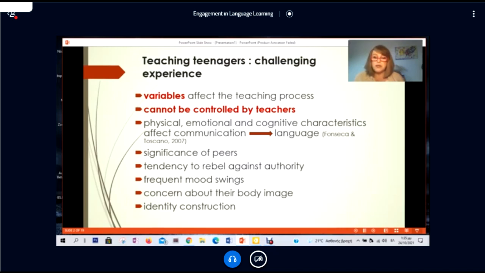The significance of peers, the tendency to rebel against authority, the frequent mood swings, teenagers' concern about their body image, and the fact that they are in a vital stage of identity construction constitute variables that cannot be controlled by teachers but need to be considered in the planning of content and of the implementation of suitable teaching approaches and methodologies.